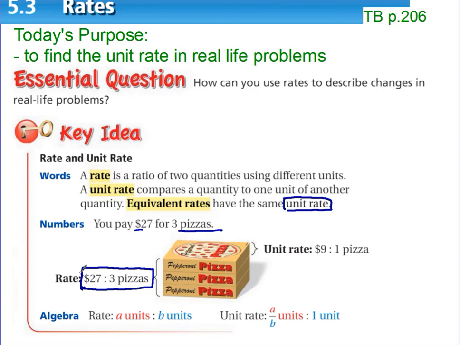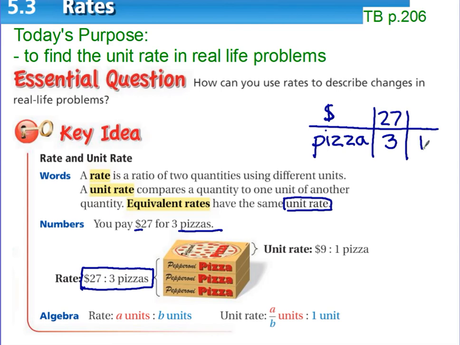Well, many of you probably already realize what we're doing here is we need to divide. But I'm going to set it up for you in a rate table so you understand what's happening here. So the two things being compared are money and pizza. And the information that we know is that it's going to cost $27 for 3 pizzas. I want to find the cost for 1 pizza.